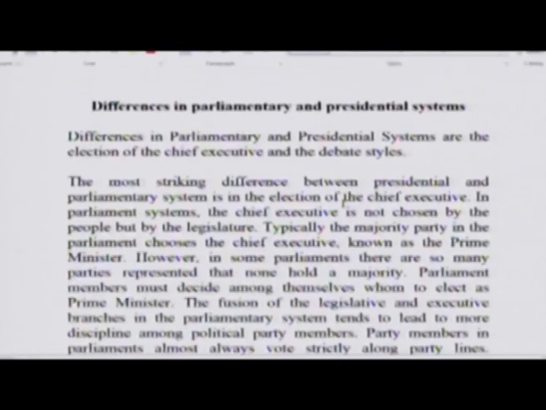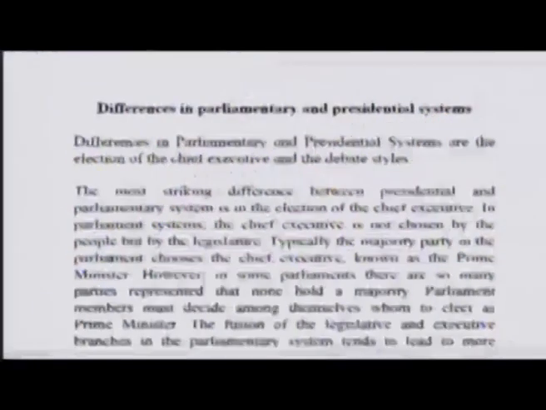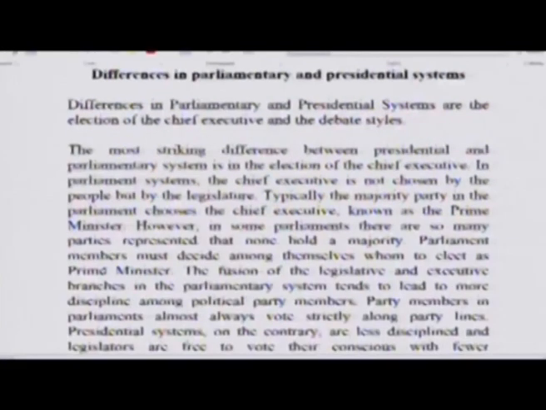Now, let us look at a sample text. So, this text is called Differences in Parliamentary and Presidential Systems. This is taken from an article titled Presidential versus Parliamentary Systems. So, what is there in the text? So, let us look at it in detail.